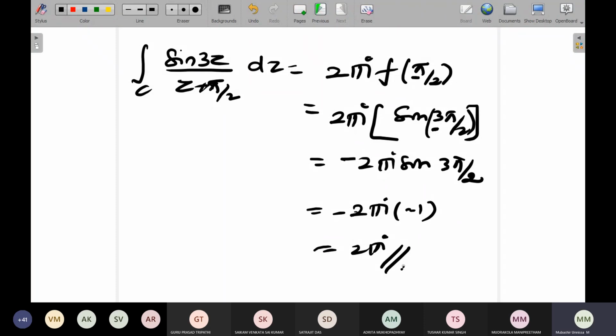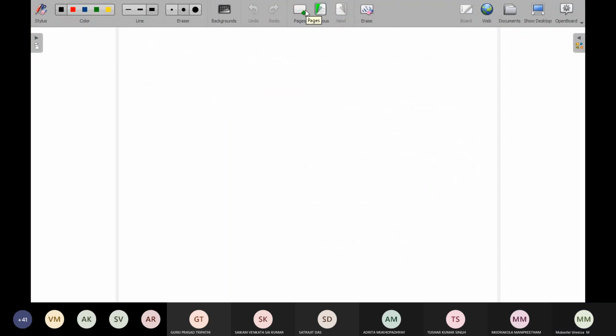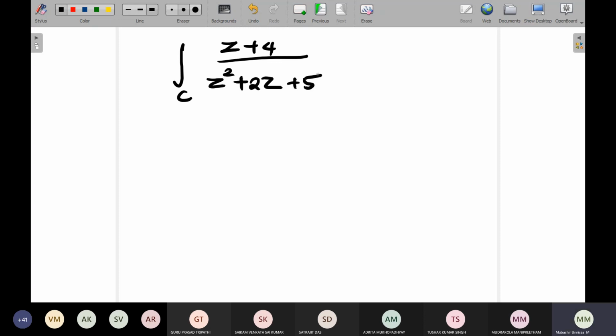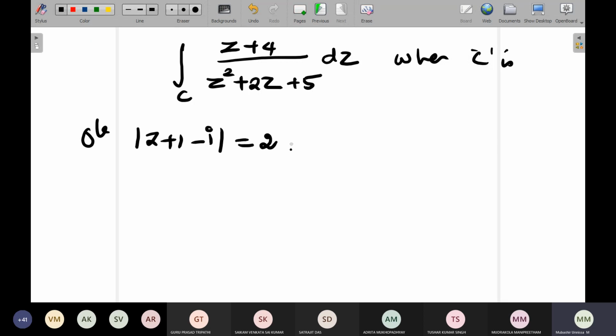Again, we'll do one more problem in the same manner. Using Cauchy integral formula, find the value of the integral of z plus 4 divided by z square plus 2z plus 5 into dz, where C is the circle mod z plus 1 minus i equal to 2.